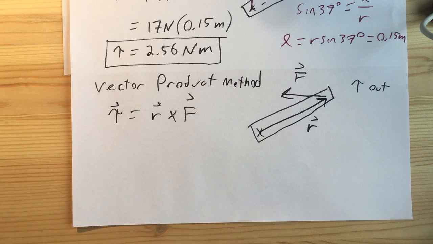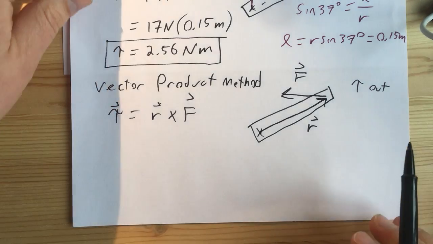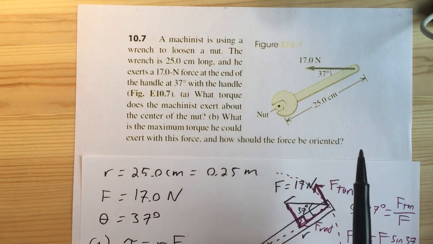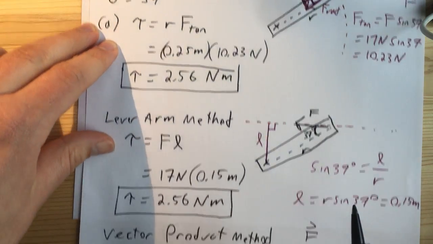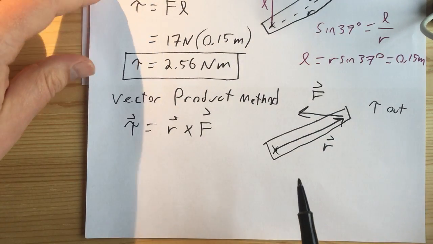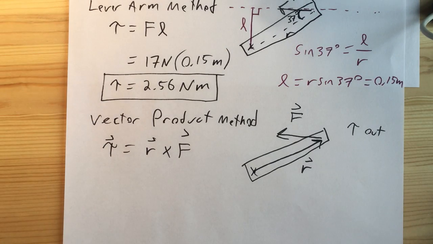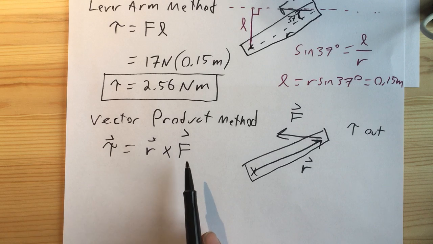When I was last speaking, I was talking about a third way to solve this problem. We're in problem 10.7. We're trying to turn this wrench, and we've already solved this problem twice. We're trying to use a third method now, which is the vector product method. For this method, we're going to use our vector definition of torque. Torque is R cross F.